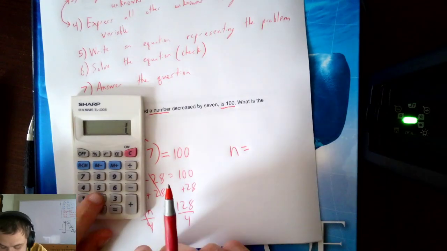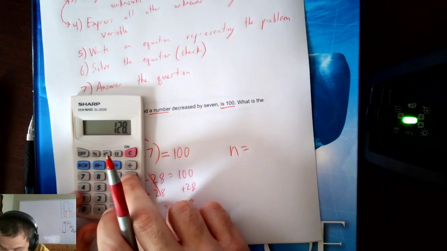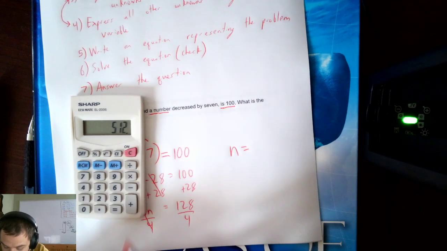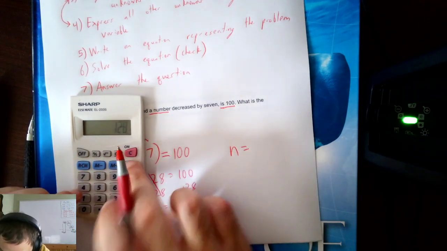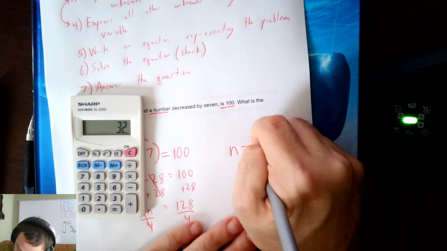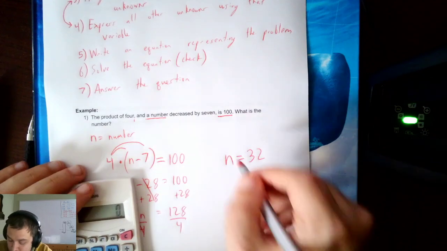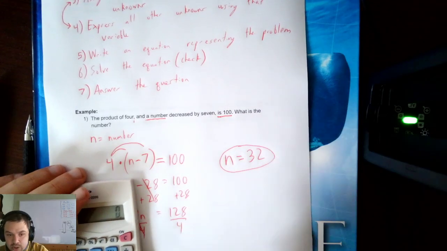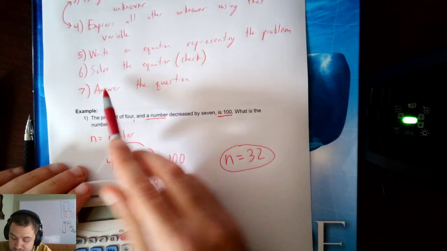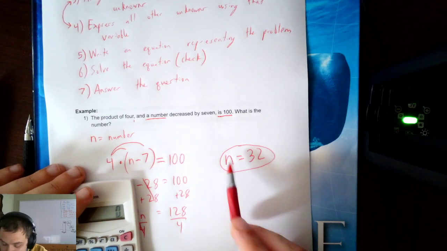I believe it's 27. Let's double check. Sorry, 32. Let's double check, though. 128 divided by 4 is indeed 32. So the answer is 32. What is the number? The number is 32. So I solved the equation, and I answered the question.